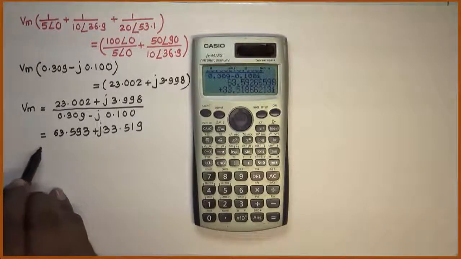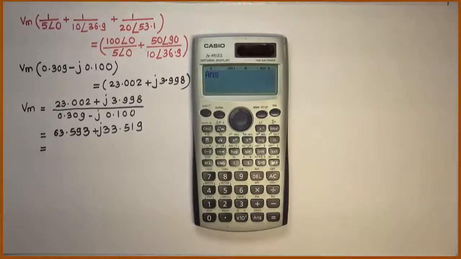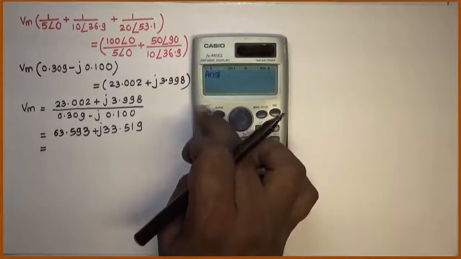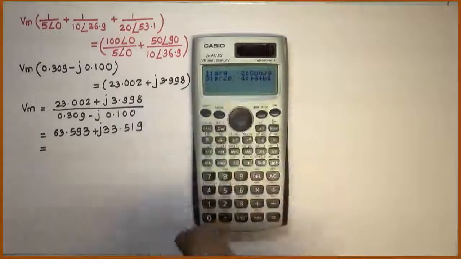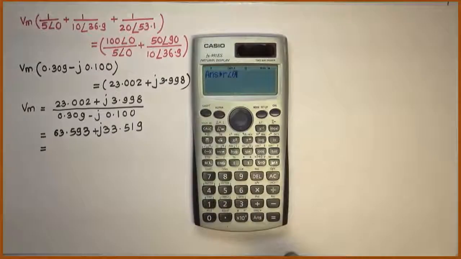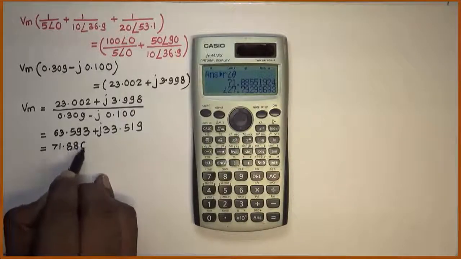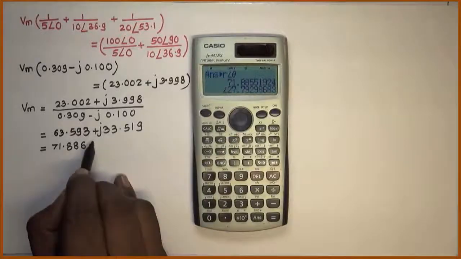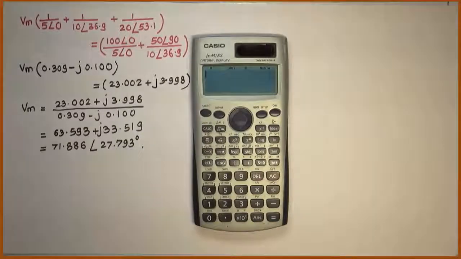Suppose I want to convert this into polar form, then the procedure is this answer is first stored in the answer position, then shift complex, I get a number of options here, this 3 is r angle theta. So if I press 3 here, this answer will get converted into r angle theta, that is nothing but polar form, equal to. Again, if I want the total answer, I press S to D. So this is equal to 71.886 angle 27.793 degrees.